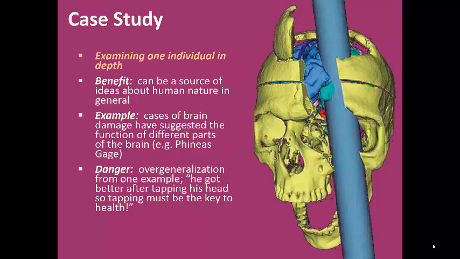So a case study is examining one individual in depth. A benefit of this is it can be a source of ideas about human nature in general. So cases of brain damage have suggested the function of different parts of the brain. Like Phineas Gage got a pole in his head, and therefore he had different problems, and so by doing that they were able to hypothesize that based on his brain damage, the damage in this area caused the problems that he was experiencing.